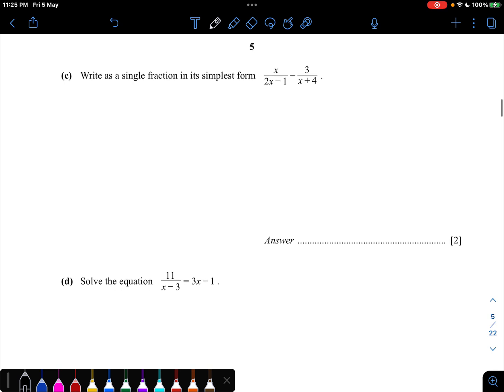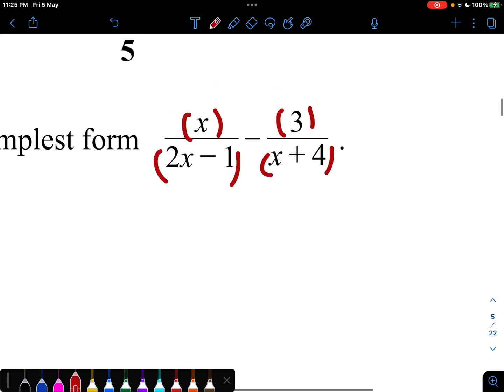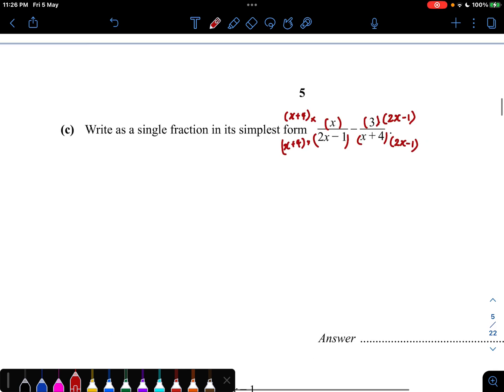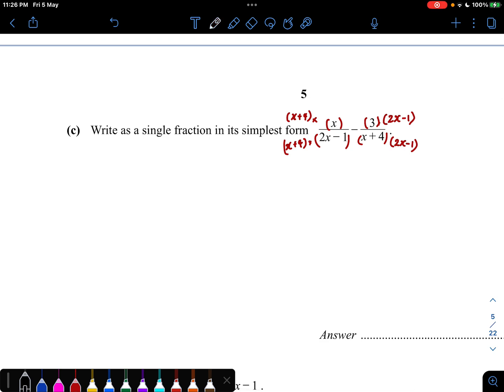Let's go. Write as a single fraction in its simplest form, fraction minus fraction. So whenever you have fraction minus fraction, you have to make what the same? Denominator the same. Maybe it's nicer, safer if you just put in the brackets around the expressions. So this one, you times x plus 4. Is that it? No, you also multiply the numerator. This other guy, you multiply with the other expression on the denominator, which is 2x minus 1. Do you stop there? No, you also need to multiply the numerator by the 2x minus 1.